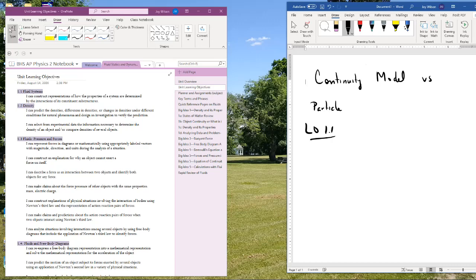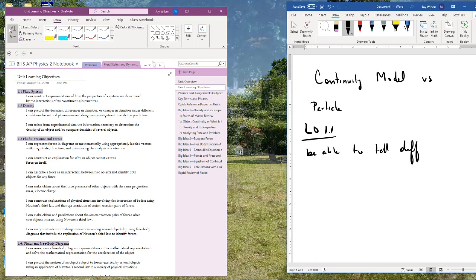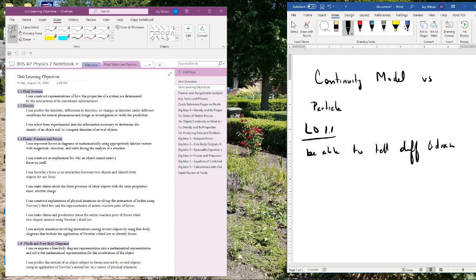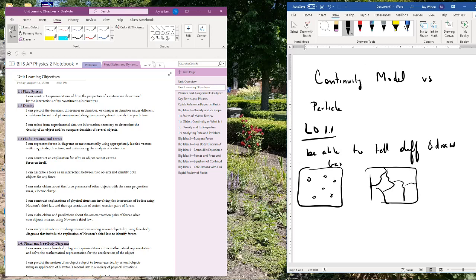LO 1.1, be able to tell the difference and draw. Okay? So you might be able to come over here and here's one model and you've drawn some gas, and this is gas. And then over here you've got something like this going on and you've got a different model. And so now you have the continuity, so this is your particle model, this is your continuity model, and you have tied that to Learning Objective 1.1.